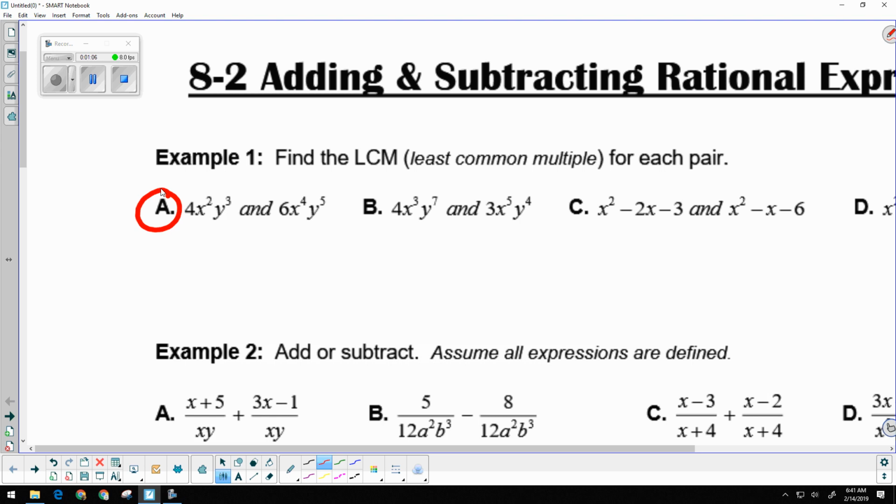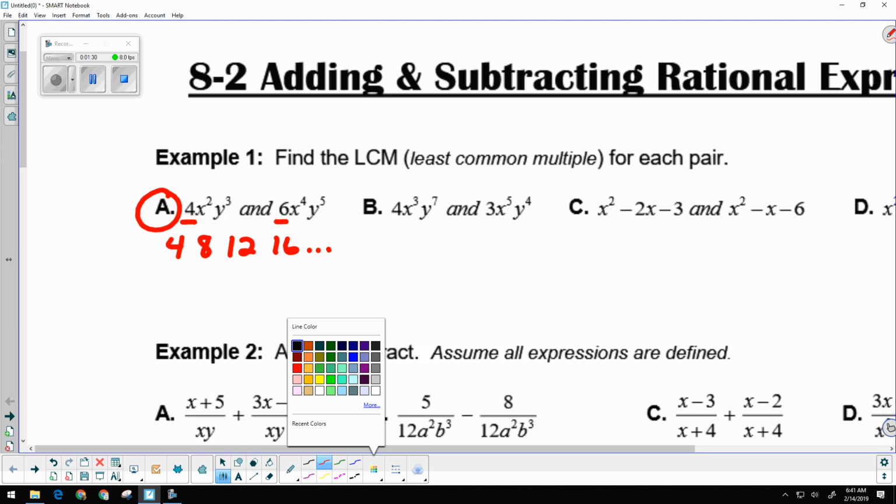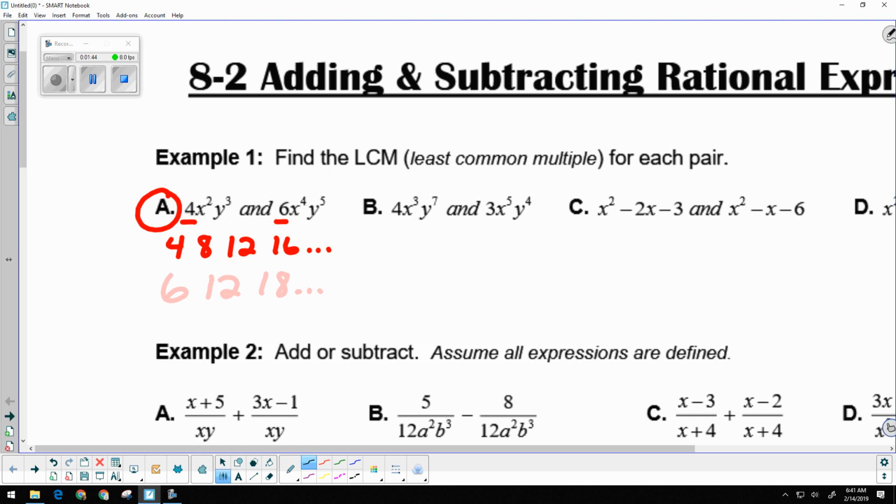So how you approach this is really there's two parts. Let's look at the coefficients first. You want to find the least common multiple of 4 and 6. So if I write out the multiples of 4, 8, 12, 16, on and on. I could go further if I need to, but I don't. Then if I write out the multiples of 6, 12, 18, go on forever, which I don't need to. What I come back to is I look at the smallest multiple they have in common. In this case, it's 12. And what that's telling me is that 12 is part of my LCM.